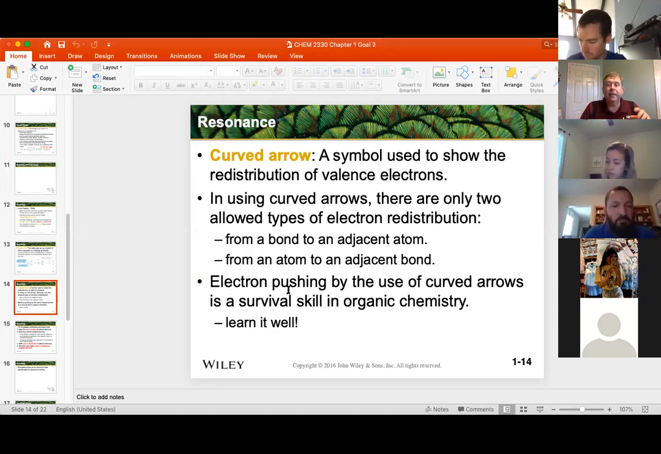Now, this kind of idea of pushing electrons, we do a lot. It helps us with resonance. It helps us showing mechanisms. It helps us showing how things react and why things react, okay?